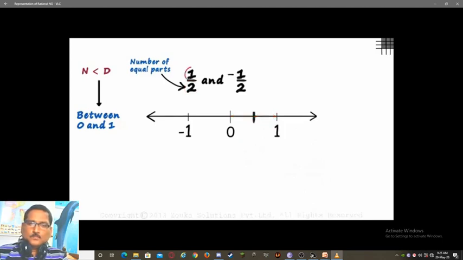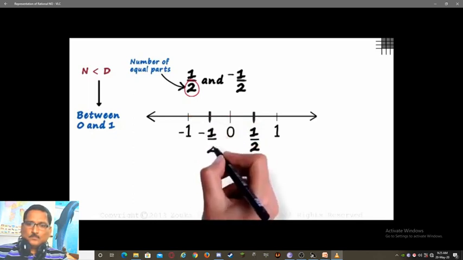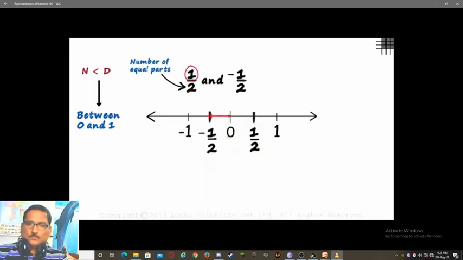But what does the numerator tell us? It tells us the number of parts starting from 0. The numerator is 1, and therefore we take one part from 0 and mark 1 by 2 here. We can use the same procedure to mark minus 1 by 2 on the left side of 0. Divide it into 2 parts and mark minus 1 by 2, one part away from 0. Just as integers had corresponding values, rational numbers too have corresponding values. In our example, minus 1 by 2 corresponds to 1 by 2.